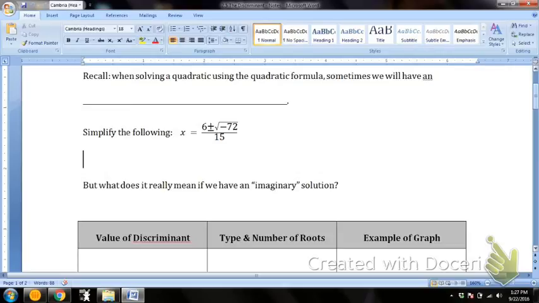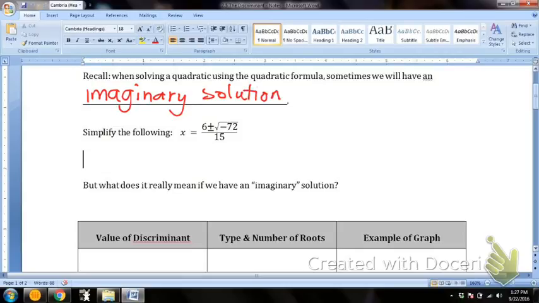Okay, so your blank here is imaginary solution. Imaginary solution. Okay.